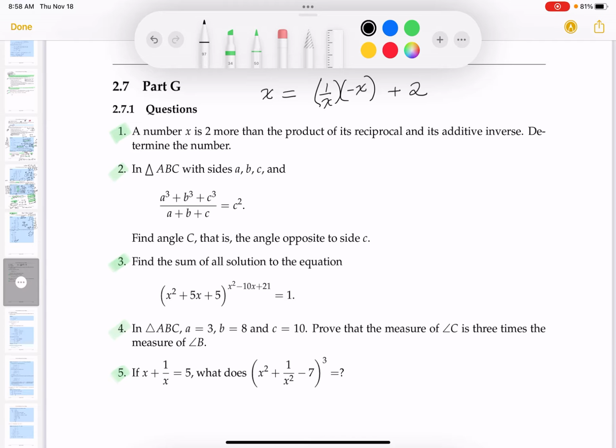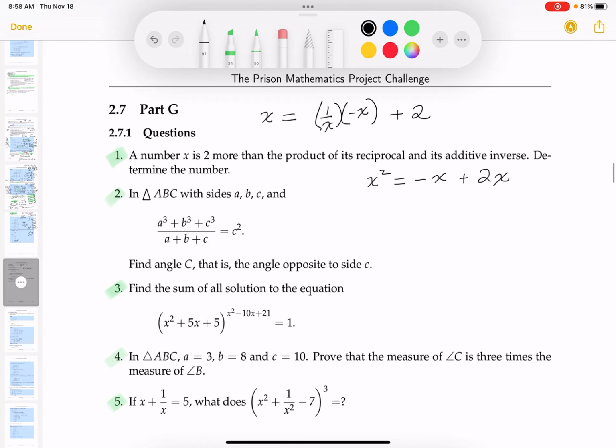Now my problem is, can I figure out what the x is? Because they want me to determine the number. What I would do here is multiply both sides by the LCD, which is x. You would get x squared equals minus x plus 2x. So again, I wrote down what they said, and now I'm making some attempt to solve it. You get x squared. Make sure I did that right. Multiplied by x, you get minus x. Yeah, x squared equals minus x. And let's put this down: x squared plus x equals 0.